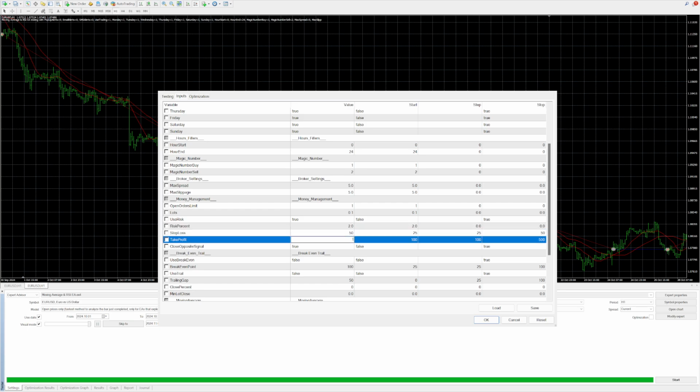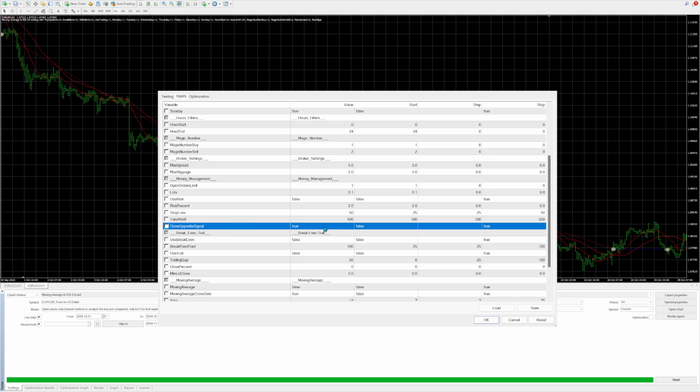Stop loss and take profit, self-explanatory. You can adjust those accordingly. Close on opposite signal means if the EA finds an opposite signal, it will close and open a new trade.